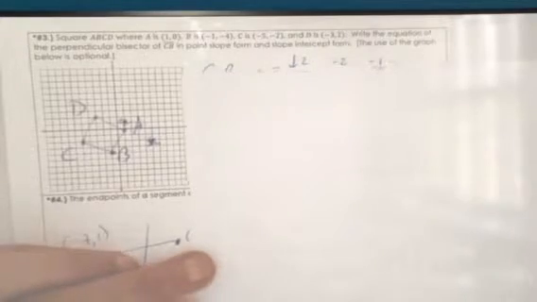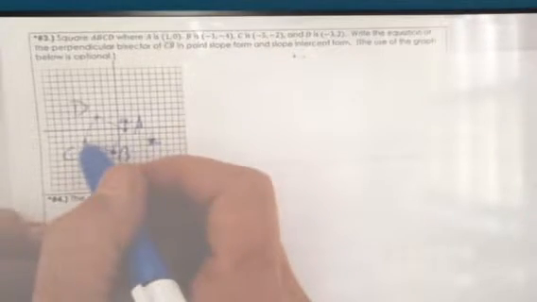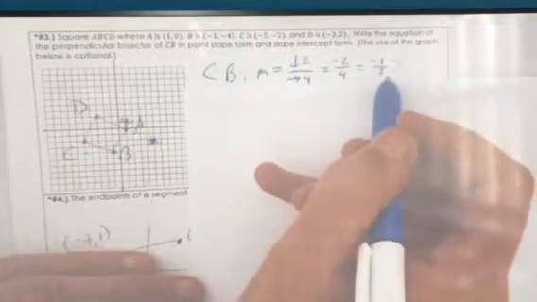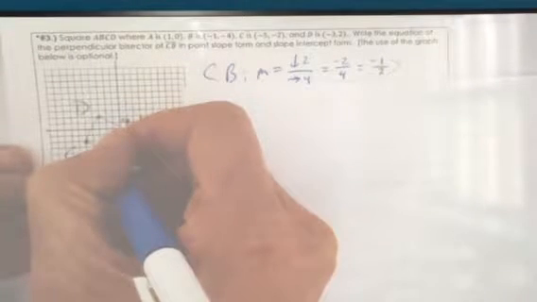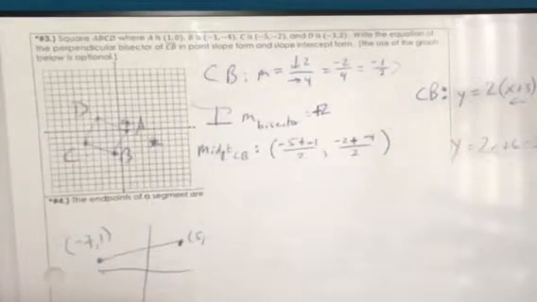Okay, so the question, write the equation of the perpendicular bisector of CB. So again, we need the slope of CB, down 2, right 4. So that's a slope of -1/2. Now, we need to pass through the midpoint of CB, which it looks like is right here. But let's just calculate that real quick. So that's here.